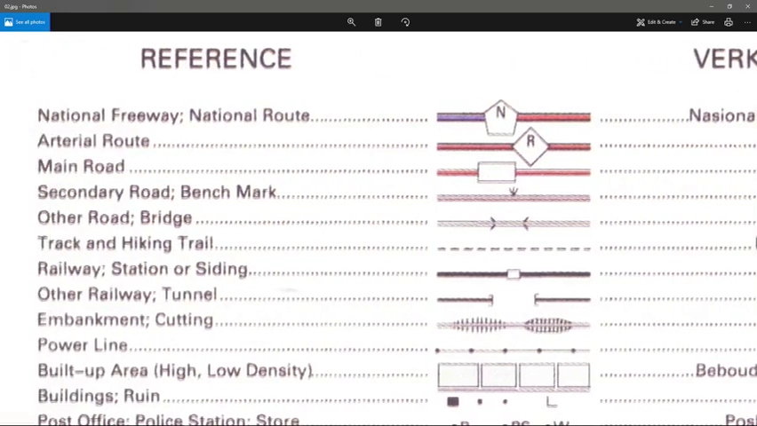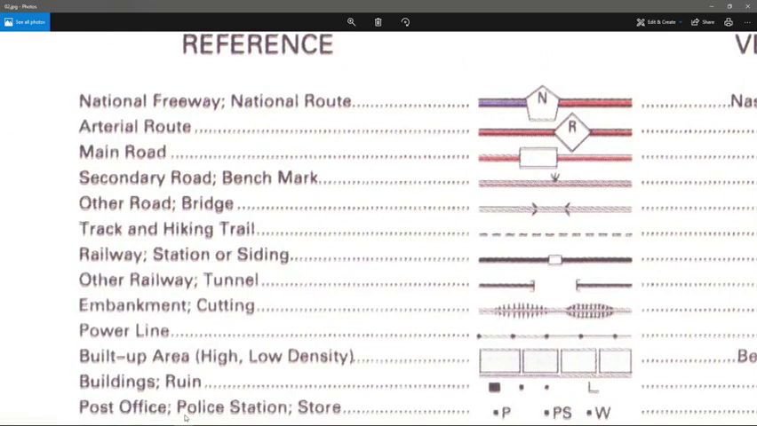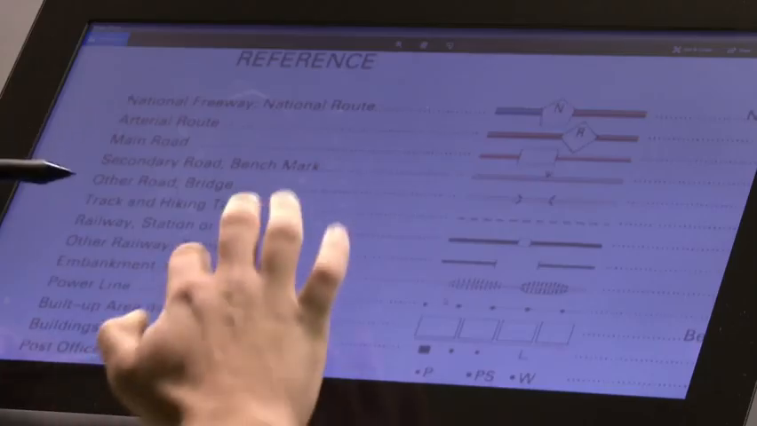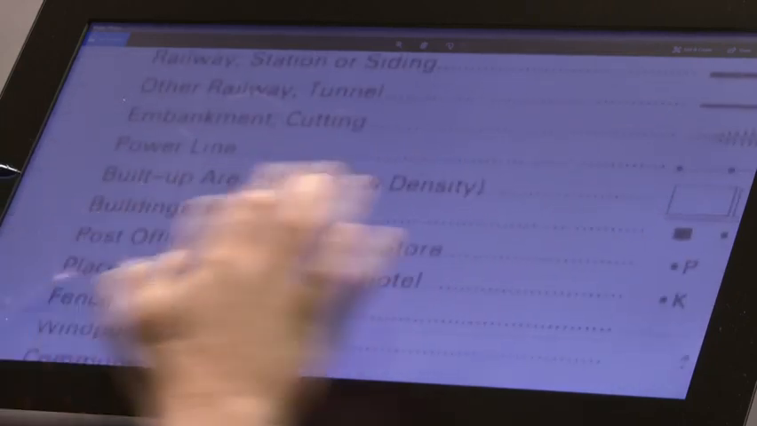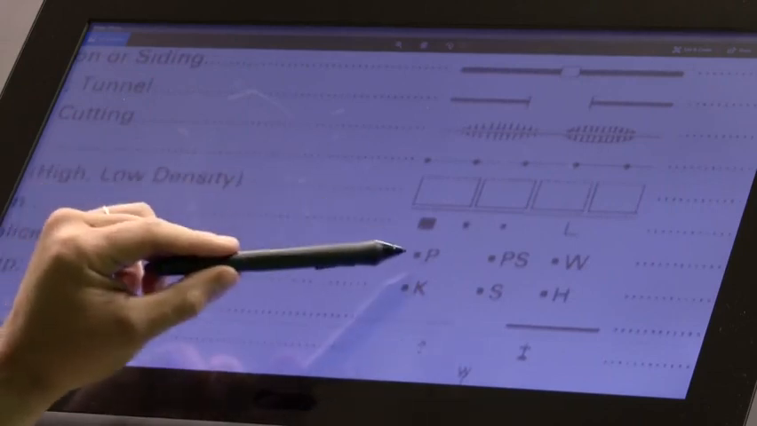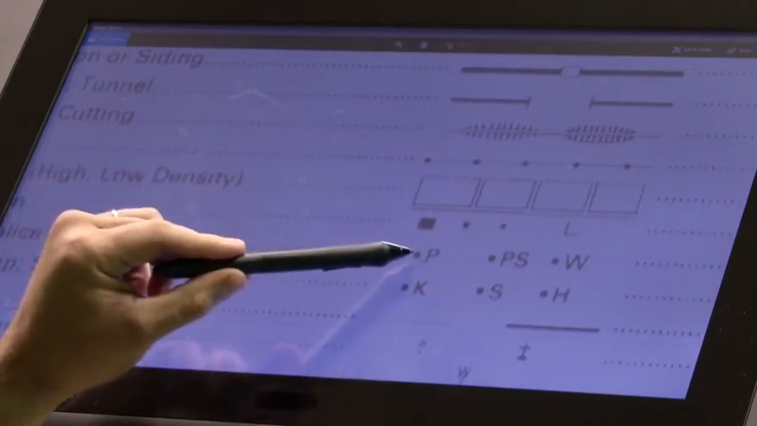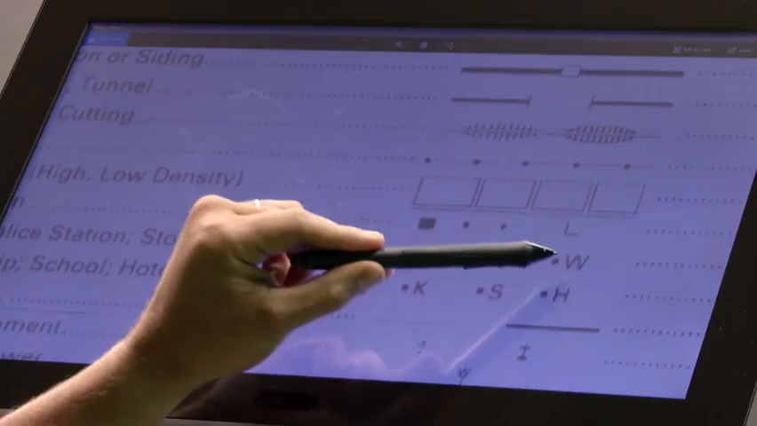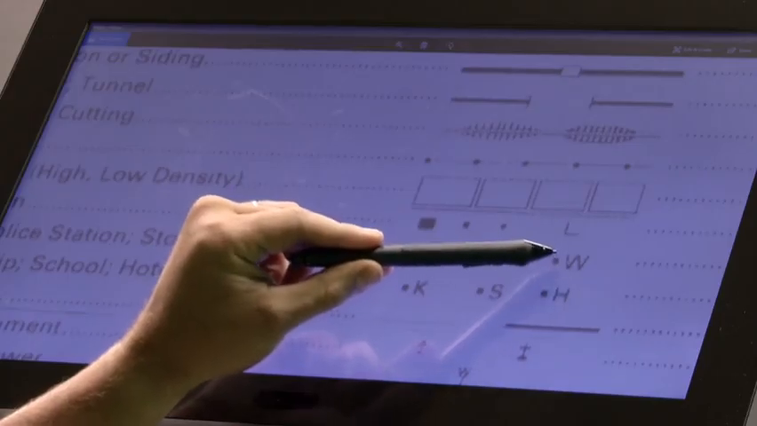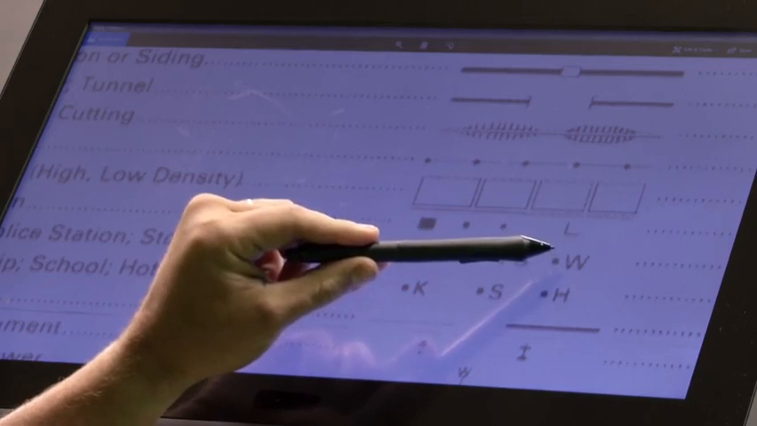For example, if you want to know what a power line looks like, there's the image for a power line. To represent a post office will be the key being used for a post office. That's the key for police stations. And that's a store. It's a W. It means a winkel in Afrikaans.